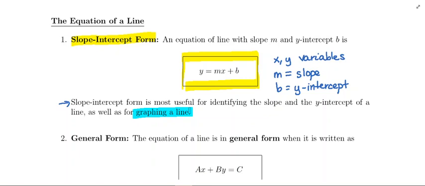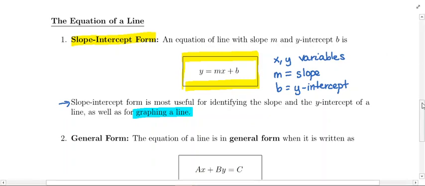So y equals mx plus b represents a line, m is the slope, b is the y-intercept. This format is very useful for identifying the slope and the y-intercept of a line, and it's also very, very helpful for graphing a line.